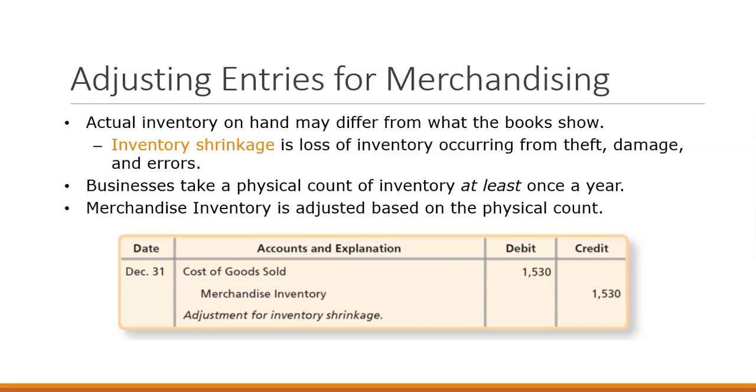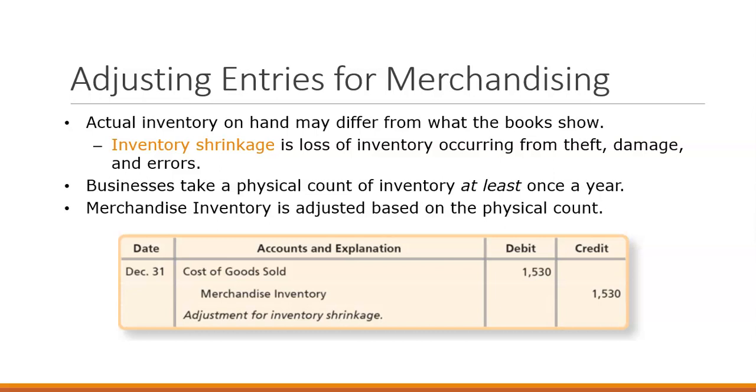Remember when I said we were going to look at perpetual inventory accounting, where a computer updates our inventory every time an item is sold. Even if we are using a perpetual system, we still have to take a physical count once a year to make sure that what we have in stock and the computer match. If they don't match, then we need to make an adjusting entry to match that.